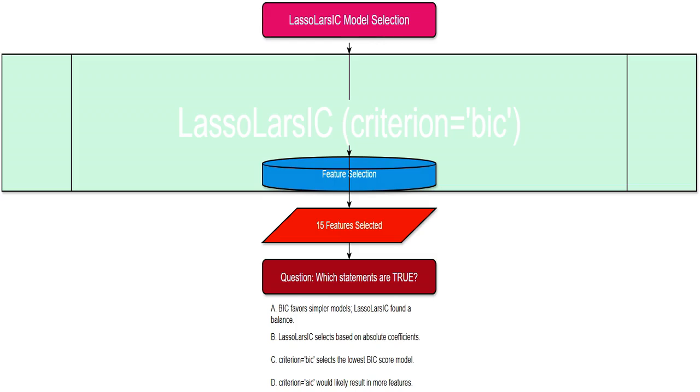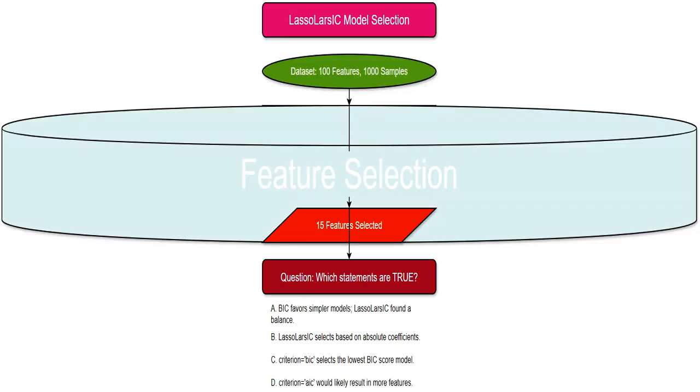I use LassoLarsIC with the Bayesian Information Criterion, BIC. BIC is a fancy way of measuring how well my model fits the data and how complex it is. The goal is to find a good balance, a model that fits well but isn't unnecessarily complicated. The BIC setting tells LassoLarsIC to use BIC for this balance. LassoLarsIC is doing its feature selection magic. It's deciding which of those 100 features are truly important for my predictions, and which ones I can safely ignore.